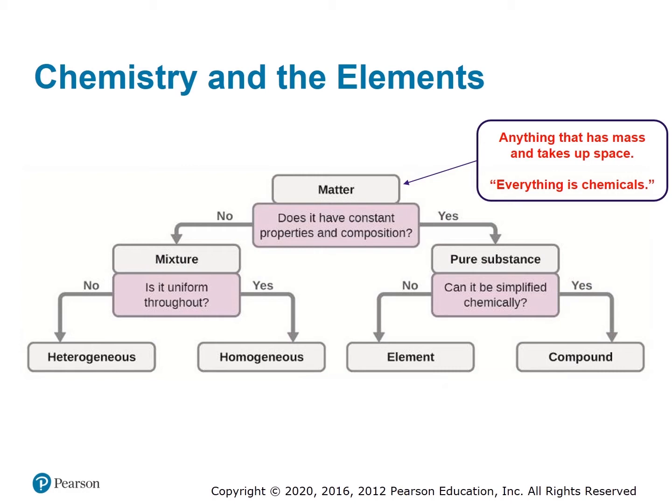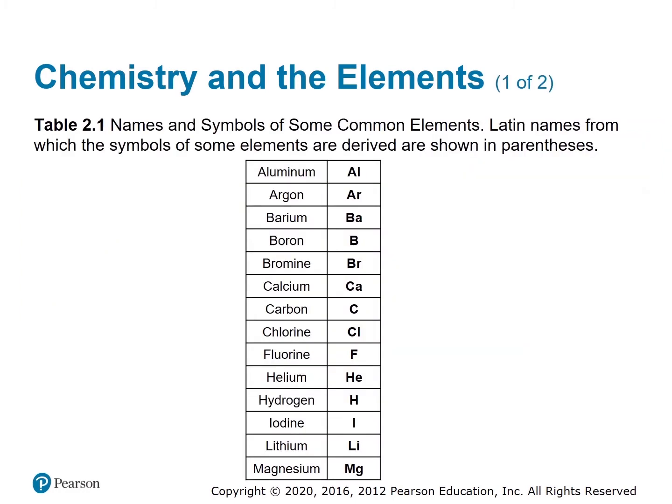As we'll see later, this essentially boils down to whether it consists of more than one type of atom or not. Anything that can be simplified chemically, and hence that consists of more than one type of atom, is said to be a compound. Anything that can't is said to be an element. Interestingly enough, all naturally occurring matter consists of only about 94 distinct elements.